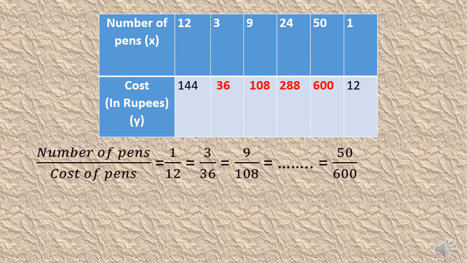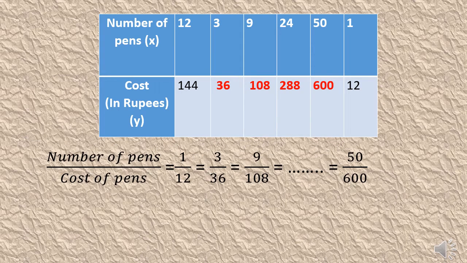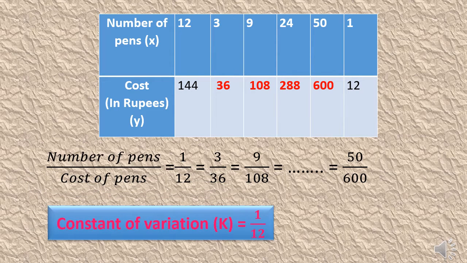Now tell me, what will be the ratio of number of notebooks and cost of notebooks? The ratio will be 1 upon 12, as we can see in each pair. For example, 3 upon 36 is equal to 1 upon 12, 9 upon 108 is equal to 1 upon 12, and 50 upon 600 is equal to 1 upon 12. So, here we are getting 1 upon 12 as constant in each pair. Therefore, the value of k is equal to 1 upon 12, that is, the constant of variation is 1 upon 12.